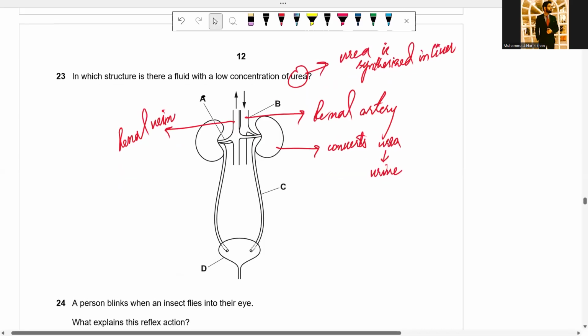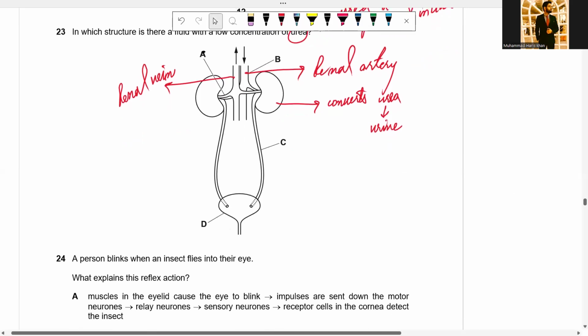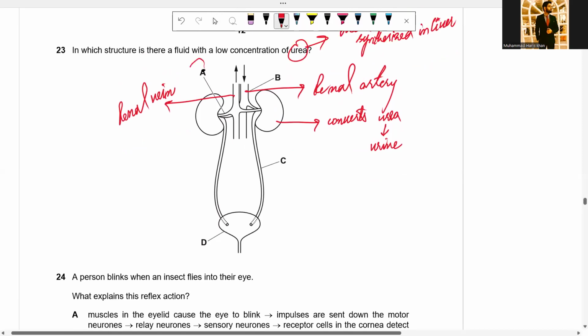The formation of urine is the function of the kidney, and the formation of urea is the function of the liver. So the renal artery will carry the urea to the kidney and will leave, and the renal vein will have less urea because urea is being transported to the kidney for the formation of urine. So the answer will be A, the renal vein.